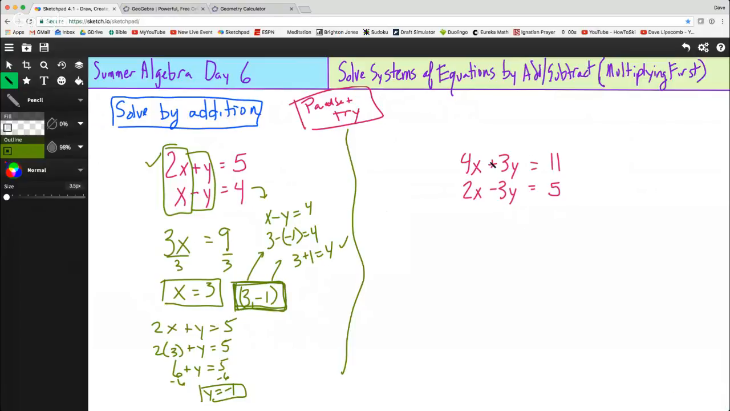Okay, let's do the same thing over here. Hopefully you got this answer right. Adding down, if I add these down, the y terms cancel: 3y and a negative 3y. 6x equals 16.